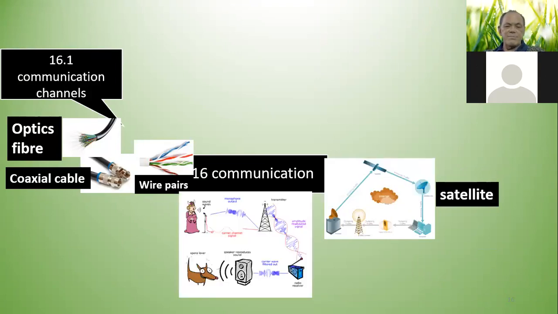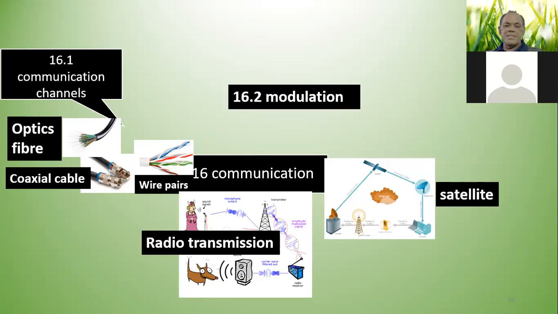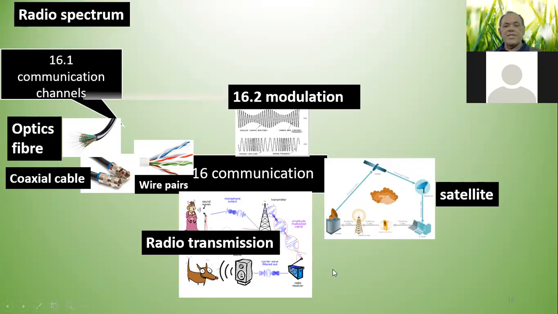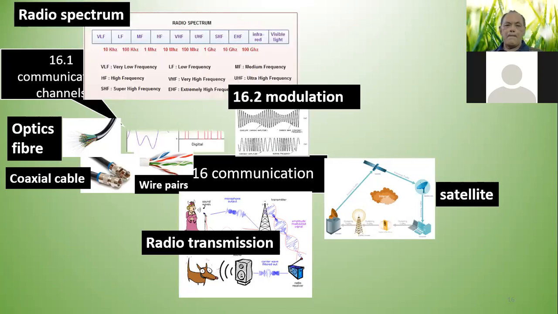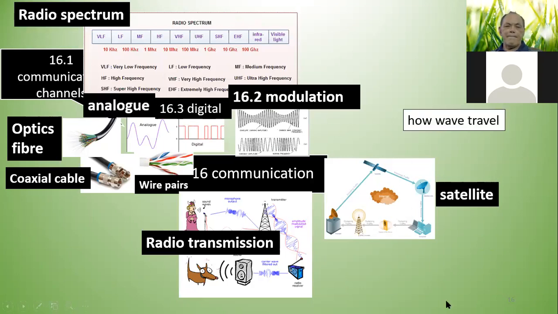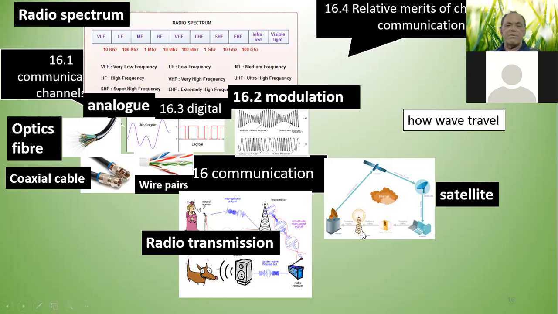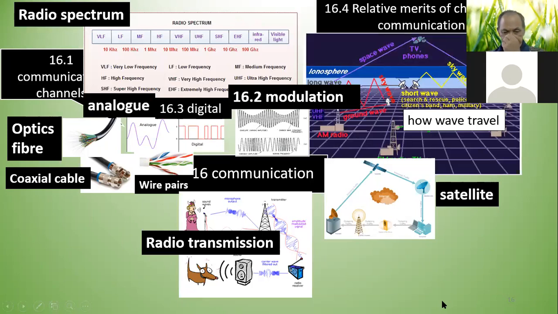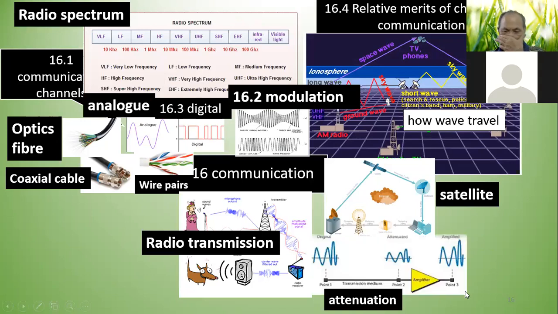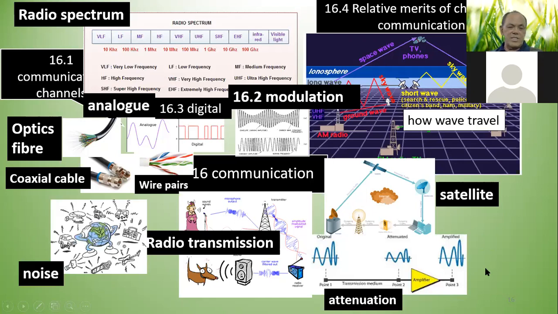We can have radio transmission and modulation. There's amplitude modulation, there's frequency modulation, and radio spectrum, and your analog digital signal. This analog, this digital. And we look at the merits of all these different forms of communication. We'll also be looking at how waves travel, and attenuation, amplitude decreases, so we have to amplify it. And of course, we will encounter noise.